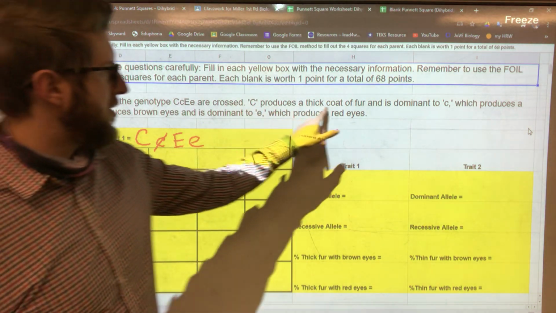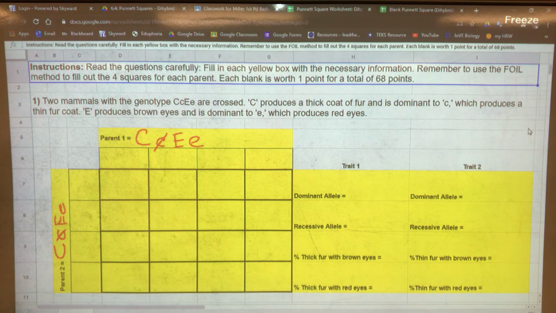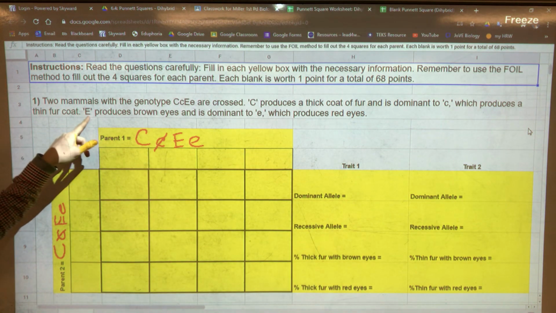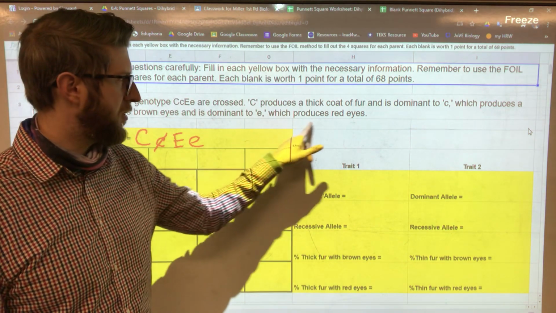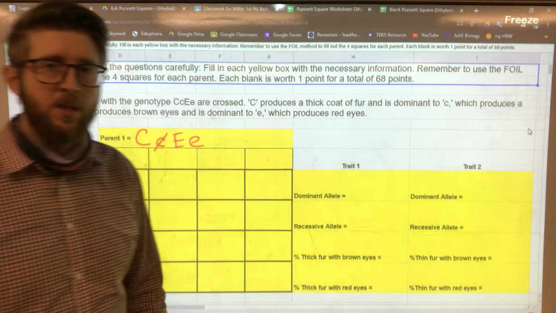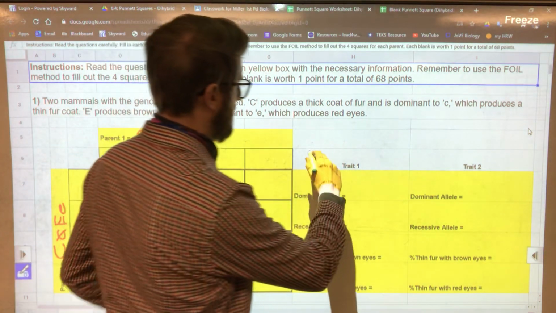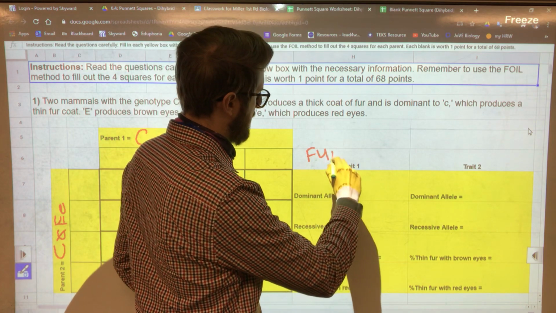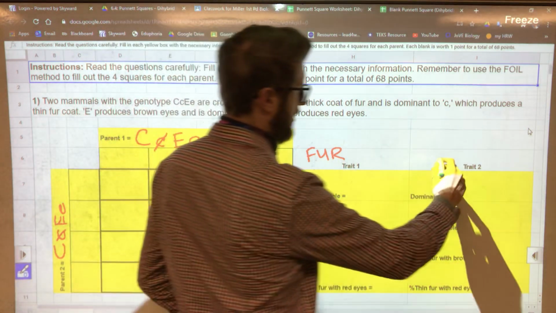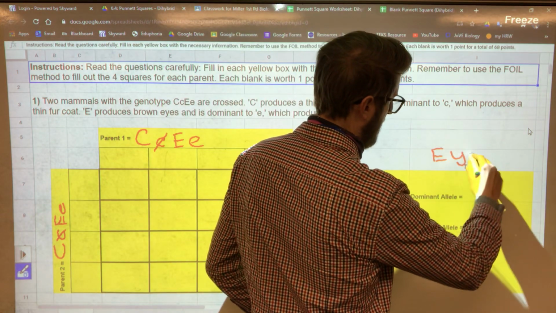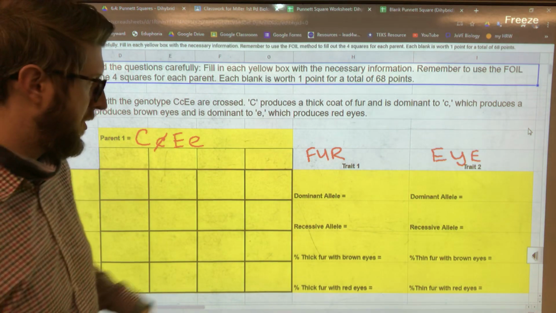Big C produces a thick coat of fur and is dominant to little c, which produces a thin fur coat. And big E produces brown eyes and is dominant to little e, which is for red eyes, okay? So we don't get things mixed up, we're going to label that over here. So trait 1, it talked about fur thickness. We have thick and thin. And over here, trait 2, we have eye color. We have red and brown.